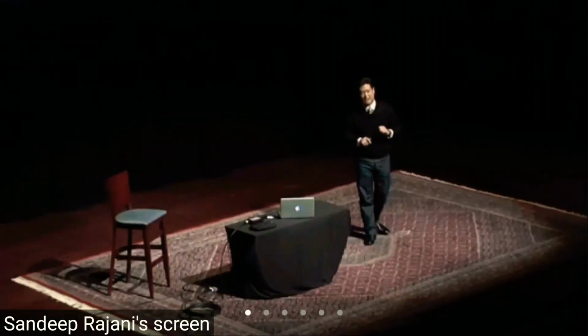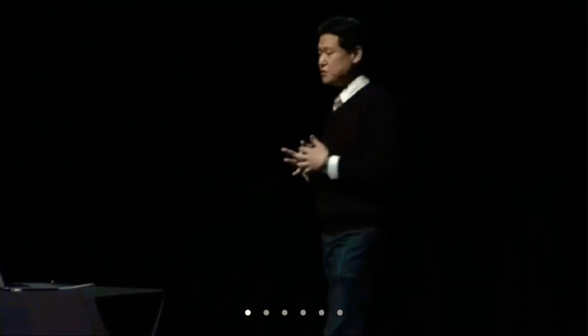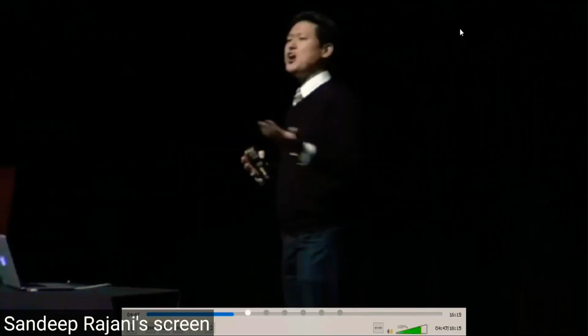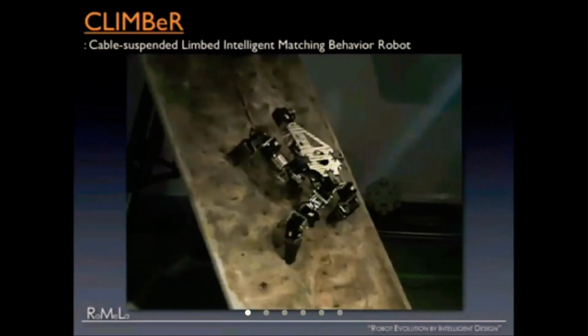This robot is called Climber, Cable Suspended Limbed Intelligent Matching Behavior Robot. So I've been talking to a lot of NASA JPL scientists. JPL, they're famous for the Mars rovers. And the scientists, geologists, always tell me that the real interesting science, the science-rich sites, are always at the cliffs. But the current rovers cannot get there. So inspired by that, we want to build a robot that can climb unstructured cliff environments.